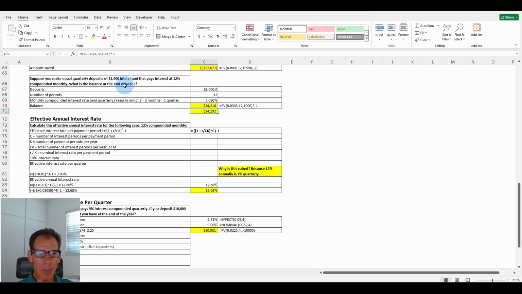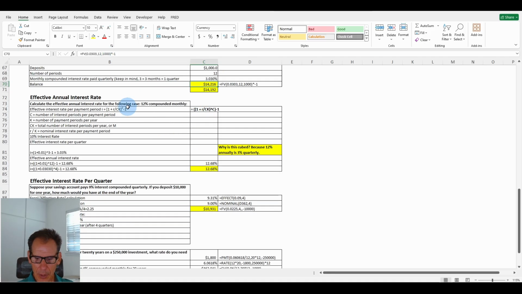Suppose you make quarterly deposits of $1,000 to a fund that pays interest at 12% compounded monthly. What's the balance at the end of year 3? 14,216, and then this would be quarterly. So this is the number and this is monthly. Got that? And see how easy it is to compute this as opposed to that crazy brain damage in the previous example. Effective annual interest rate.